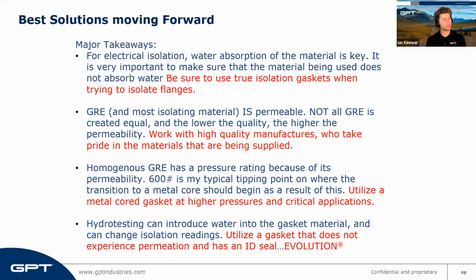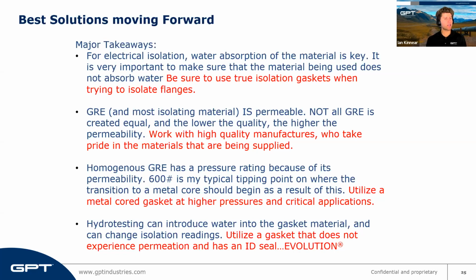That first one: be sure to use a true isolation gasket when trying to isolate flanges. Where flange isolation is needed, especially where you have cathodic protection, we need that gasket to have dielectric properties to be able to actually block that CP system. To use that CP effectively, we need to be able to block it. Make sure you're getting the highest quality of GRE, taking pride in those materials being supplied, or use a gasket that doesn't utilize GRE anymore. But just be aware of it.